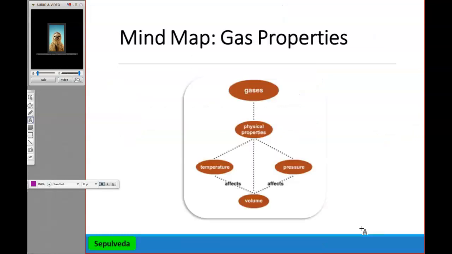All right, so let's go ahead and now go to this mind map of gas properties. We're talking about gases here, and so we know that gases have some physical properties. They have a temperature, which affects their volume. They also have volume, and they also have pressure that affects volume. And so we're going to go ahead and talk a little bit more about how these physical properties affect gas.